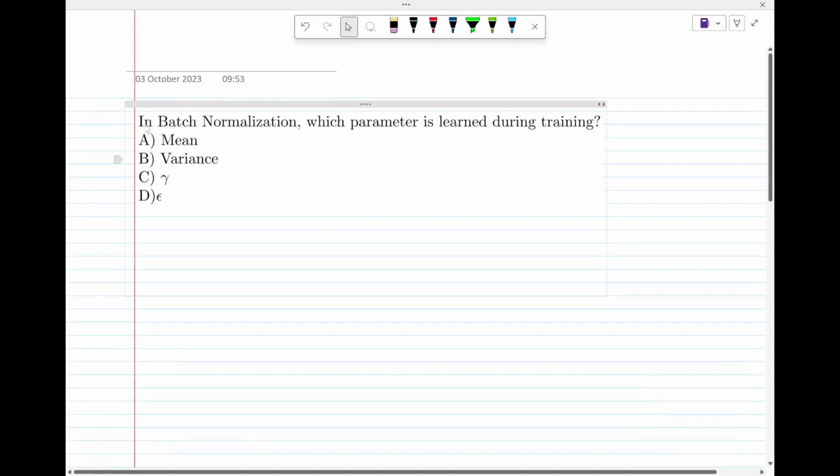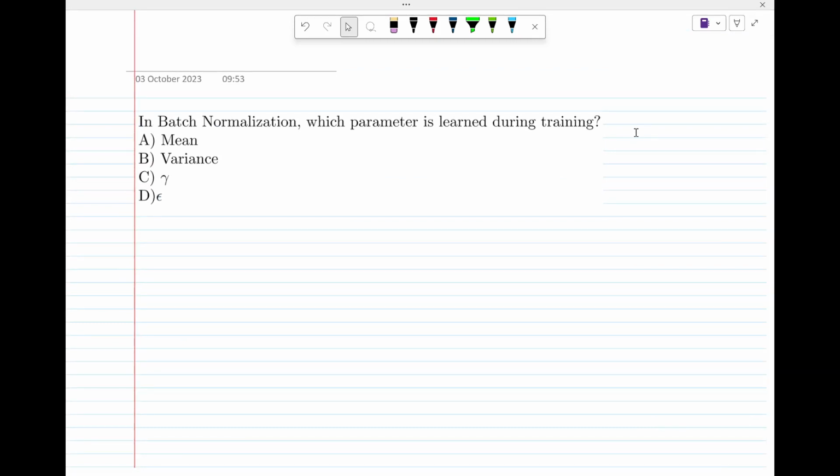Okay, so in this question they are asking in batch normalization which parameter is learned during training. And the options are A mean, B variance, C gamma, and D epsilon. So I think this is an easy question. We just discussed the formula and we saw which were the learnable parameters.